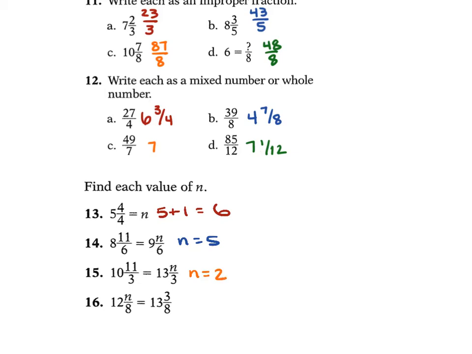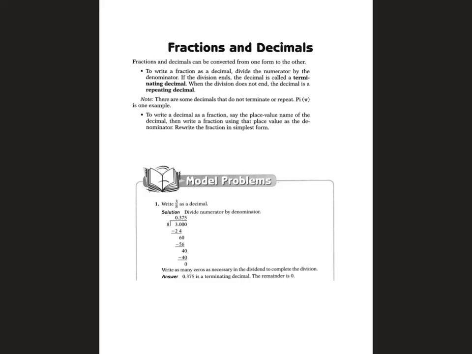And then for 16, we have 12, and n over 8 is equal to 13 and 3/8. Well, if we take 1 away from 13 and add that to the 3 over 8, it would be 8 over 8 plus 3 over 8. So 8 plus 3 is 11 over 8. So n is 11.